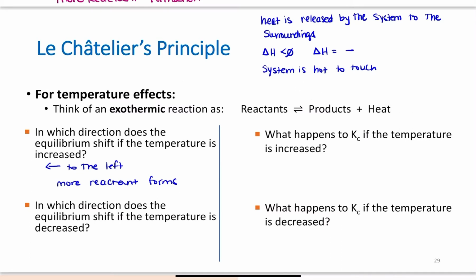What if I lower the temperature? If I decrease the temperature, well, now I'm taking away a product. I'm cooling the system down. The reactant's going to go towards the right to produce more product.